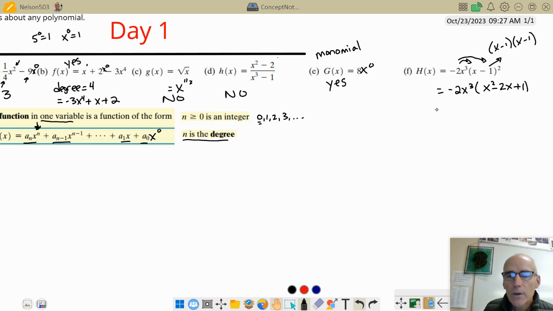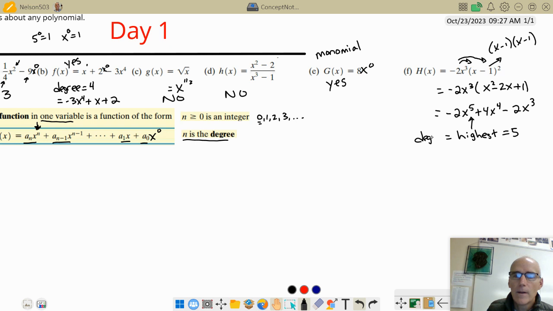Now we can distribute the negative 2x cubed through, and we get negative 2x to the 5th power plus 4x to the 4th power, and then minus 2x cubed. Okay, so it is in the correct order. Here's the highest power, the highest exponent, equal to 5, which means it's the degree of the polynomial. So the degree is the highest exponent.